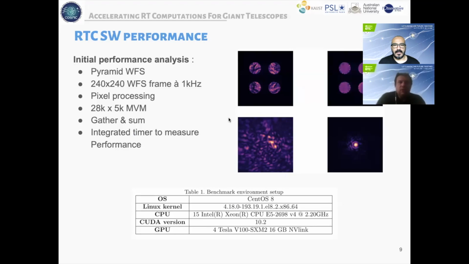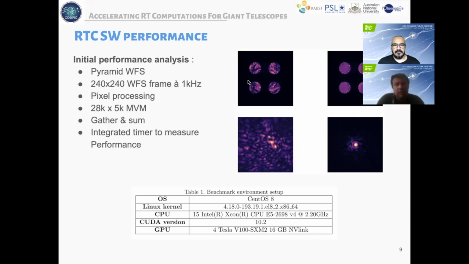So let me show you what we do today with our GPUs. In this case, we use a very particular type of wavefront sensor that is called the pyramid wavefront sensor, creating these 4 images of the pupil of the telescope, each of which contains some information that, when combined, can provide the shape of the wavefront.